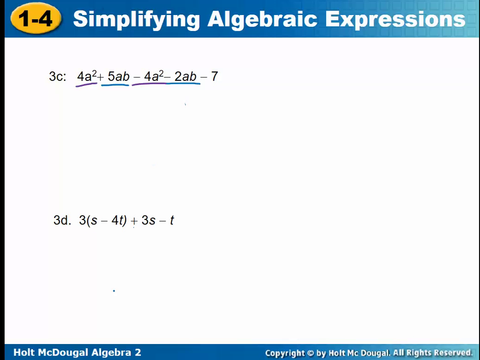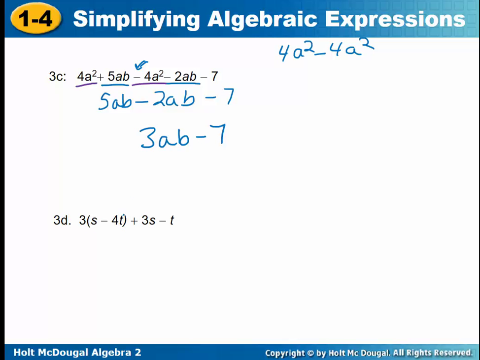So now we combine, and what happens when you take 4a squared minus 4a squared? Remember, the sign in front has to go with it, so those are going to be 0. So then all we really have to combine is the 5ab minus 2ab, because there's a minus in front, and then don't forget about the minus 7. So 5 minus 2 is 3, and then rewrite the ab, minus 7 would be the answer.